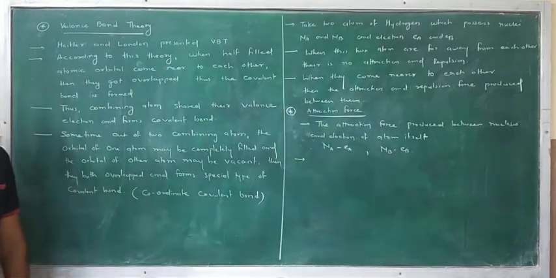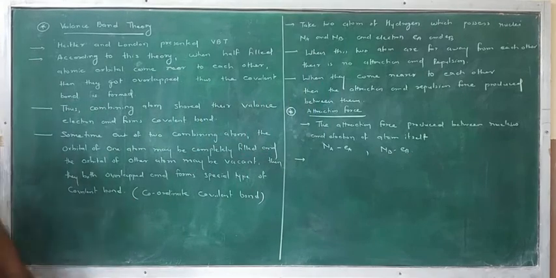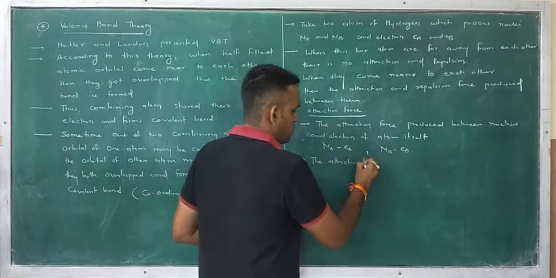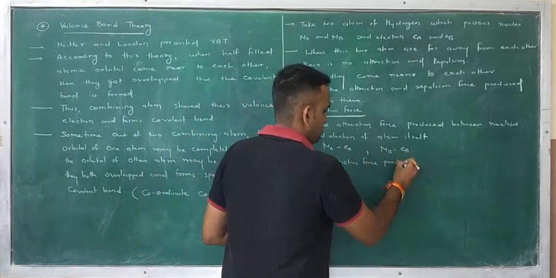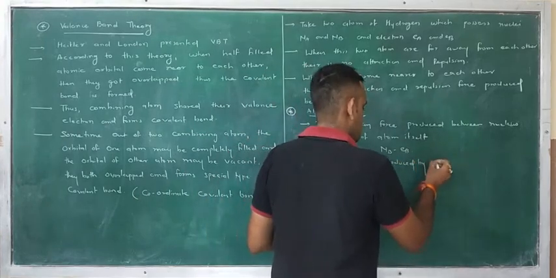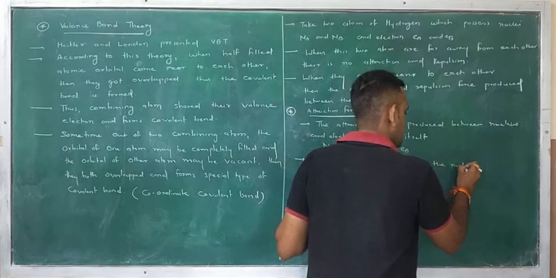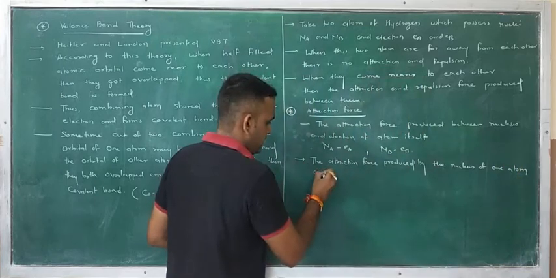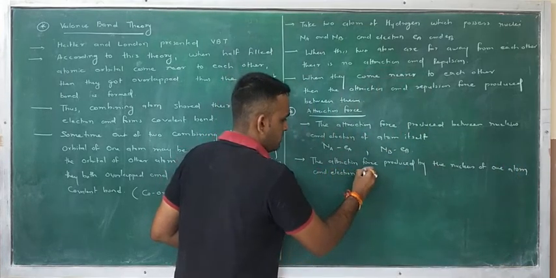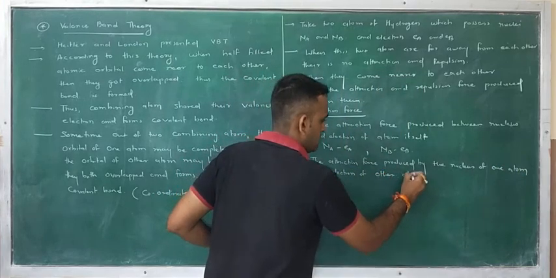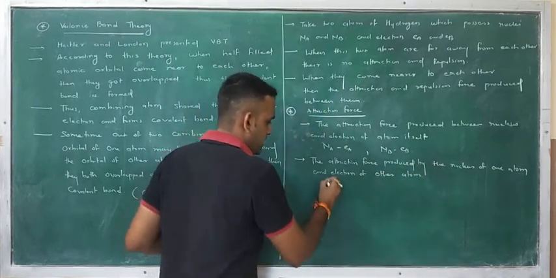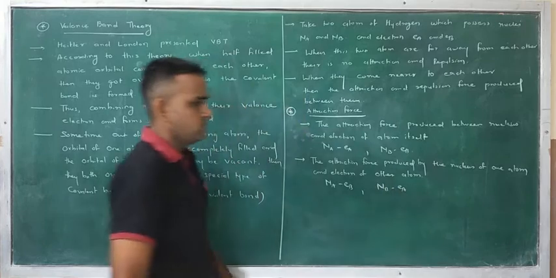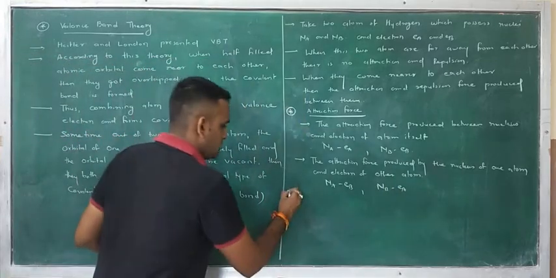Now the attraction force produced by the nucleus of one atom and the electron of the other atom, right? यहाँ पे क्या आएगा? NaEb and NbEa. Is it clear?